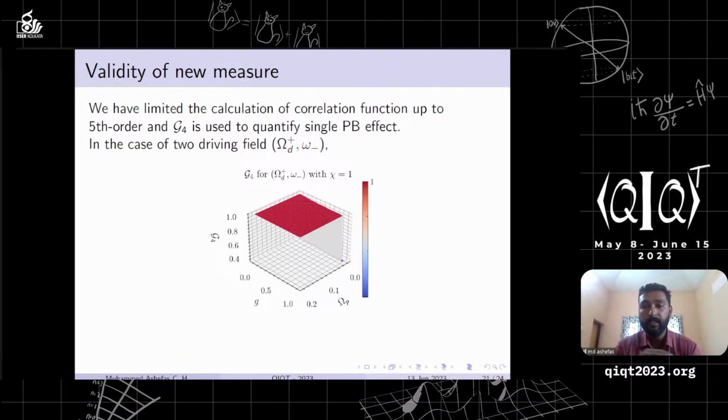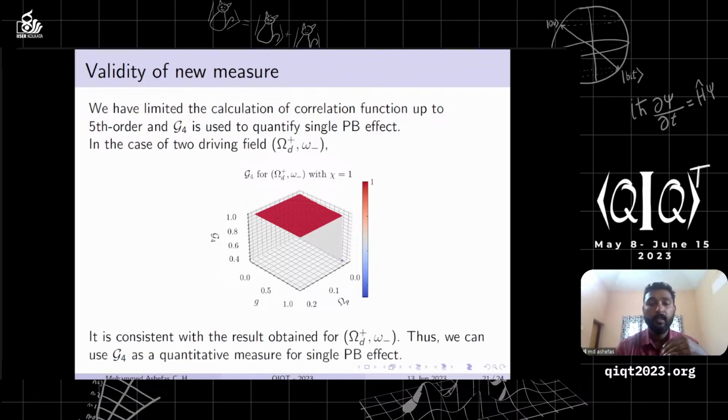There is one main thing. For this entire calculation, we have to limit the number of orders of correlation function. So we have limited up to the 5th order, and we have calculated G4. If you want, we can go to the higher order correlation functions as well. That may not be required; even up to the 5th order it might be enough. So with this we are showing that G4 is the single measure, and G4 is enough for showing the presence of single photon blockade in a system.